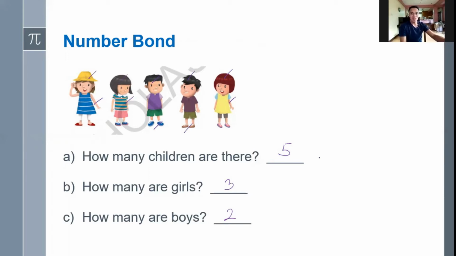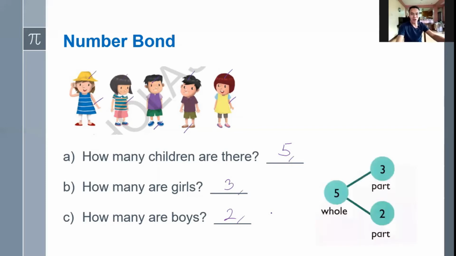Now, let's put these numbers in a number bond. Which number do you think is a whole? Is it 5? Is it 3? Is it 2? If your answer is 5, then you are correct. 5 is a whole, 3 and 2 are the parts. 3 and 2 make 5. Okay?